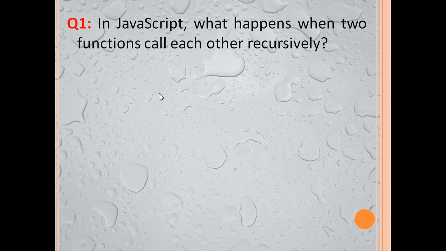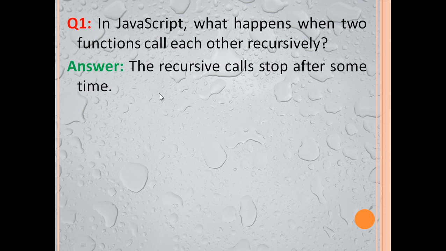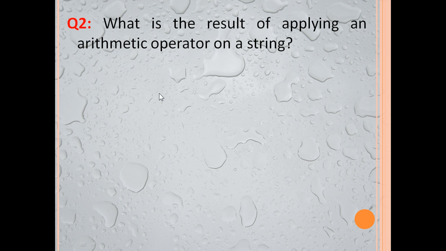In JavaScript, what happens when two functions call each other recursively? The recursive calls stop after some time automatically. What is the result of applying an arithmetic operator on a string? The result is NaN, meaning not a number. It is given as the result when a string cannot be converted to a number.